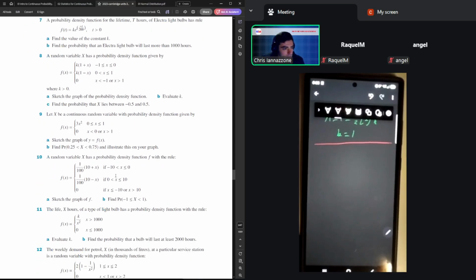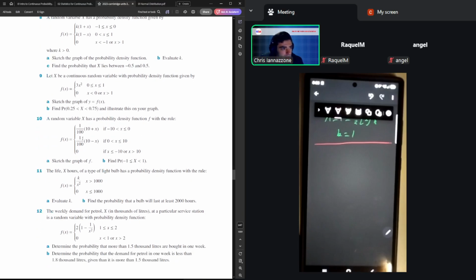Okay, question 9 has nothing really special to talk about. Quadratic, find the probability between 0.25 and 0.75. Those just become your integral bounds. Nothing special. Question 10 is effectively a recap of question 8, where you have a split set of functions.